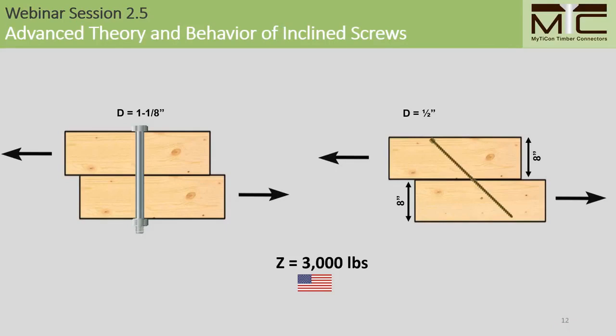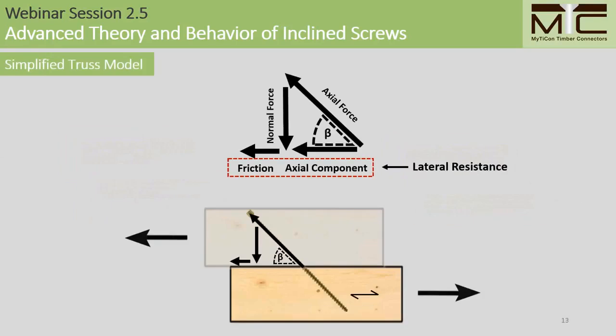So this concludes the theoretical section of the webinar, but this idea that the bending resistance limits lateral connection strength at certain penetration depths will be referenced as we move forward. At this point, we're ready to have a closer look at a few design models for inclined screws. So first off, I'd like to provide a quick overview of the 3 models before going into them in more detail. In the basic webinar, we looked at the simplified truss model, which is shown here.